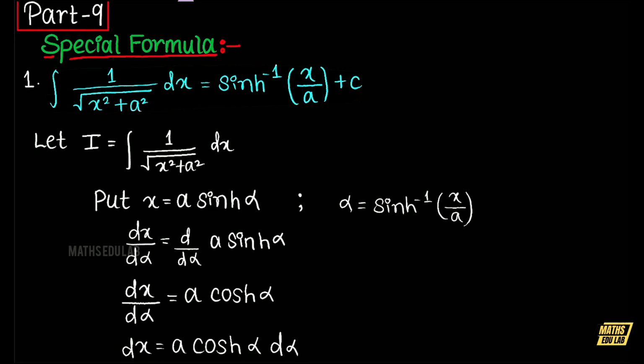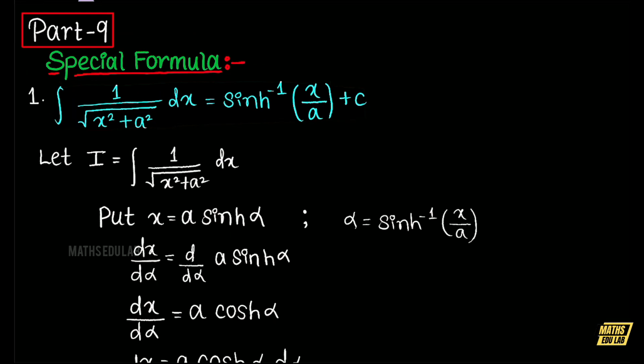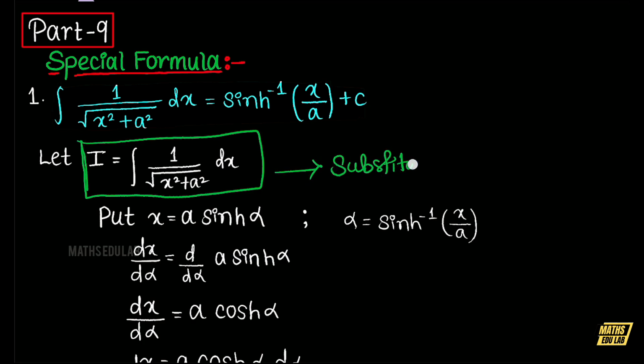The first one is given: integration of 1 upon root over x square plus a square dx equals sine hyperbolic inverse x by a plus c. For this we will use the left hand side value, integration of 1 upon root over x square plus a square dx, and consider it as I. After considering, we will use the substitution method to substitute the value of x and dx.